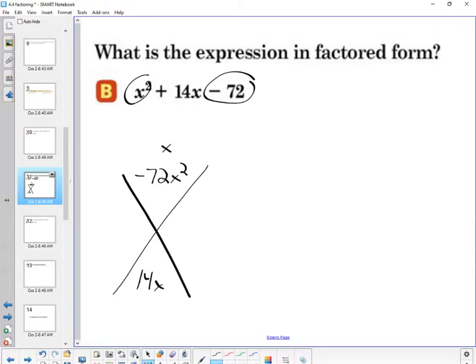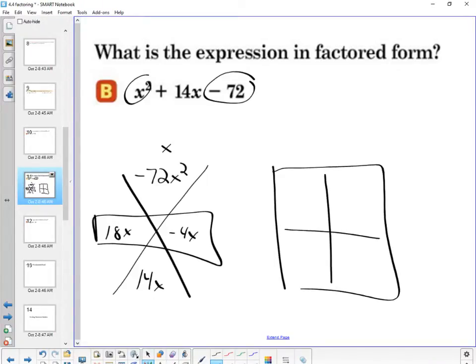So let's see here. How can I get 14? Well, I can do 7 plus 7, right? Did we already know the numbers already? 18 minus 4. Okay. Well, then let's do 18x and negative 4x. Okay, cool. So I want those two. Let's make our little box for some factoring business here. The first one will go back in the first box. The last one needs to go into the last box. And those two that we found, you can put them wherever you want right there. Any preference? Yeah. 18 on the bottom. 18 on the bottom. And then we got negative 4x here.